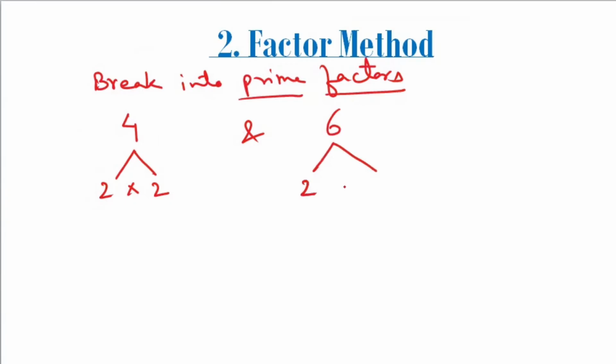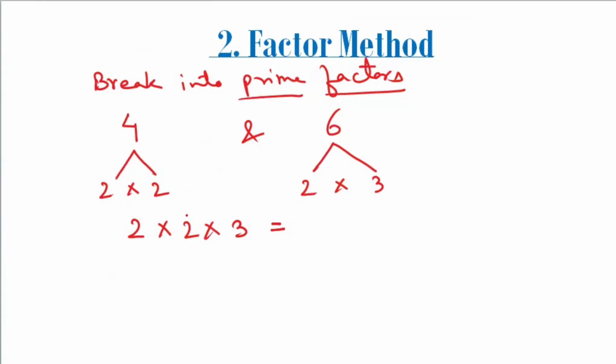Now 2 times 3. After breaking into prime factors, what we have to do? Now take all the numbers. Okay, what are the numbers? There, 2 times 2, 2 times 3. But when we are taking all the numbers, don't repeat the common twice. Like here, it is 2 times 2. We will take 2 one time only. We will not repeat it. Then we'll take here 2 and here it is 3.